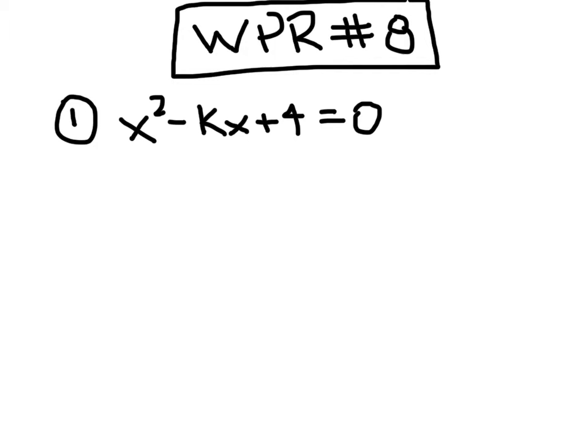WPR number 8. In the first question, we're asked to use the discriminant to determine all values of k that would result in the equation x squared minus kx plus 4 equals 0 having equal roots.